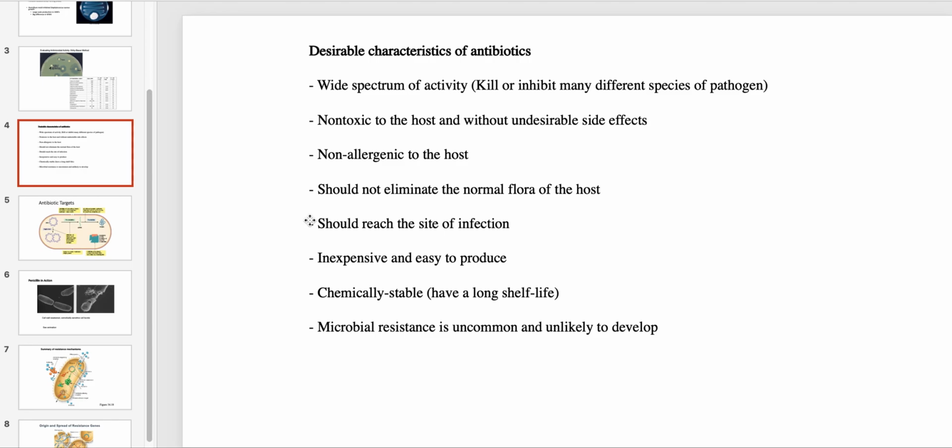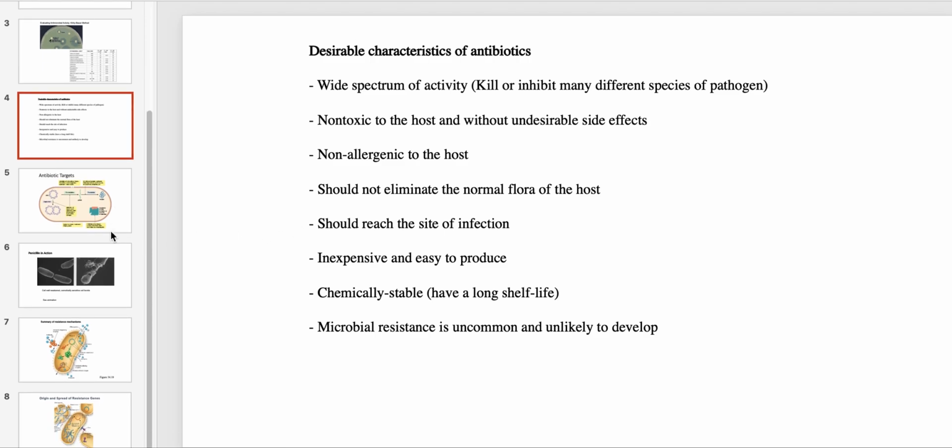They should reach the site of infection. So obviously the drugs should not be inhibited or destroyed by some components of your body. Some drugs, for example, can't be taken orally because they're extremely pH sensitive, and those then have to be injected. And so again, it has to be able to reach the site of infection. They should ideally be inexpensive and easy to produce, so not requiring a bunch of chemical purifications and so forth that would add to the cost. They need to be chemically stable, especially if they're going to be delivered and used widely in third world countries where refrigeration isn't as common. And then, a really big wish list feature would be that microbial resistance is uncommon or unlikely to develop, which again, that's very wishful thinking.